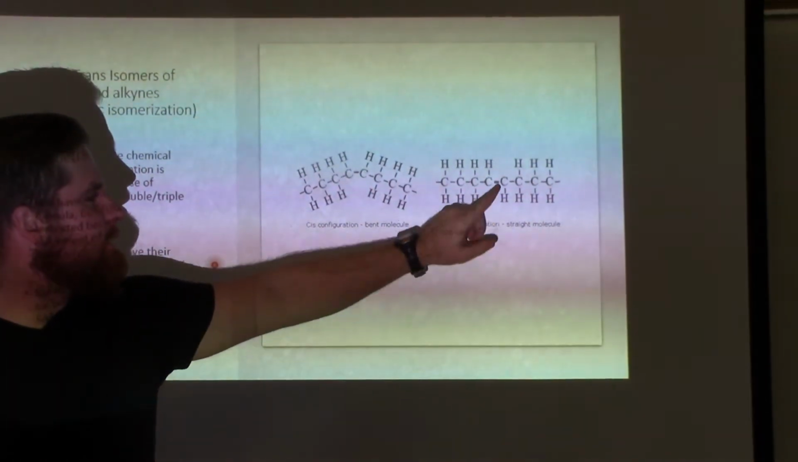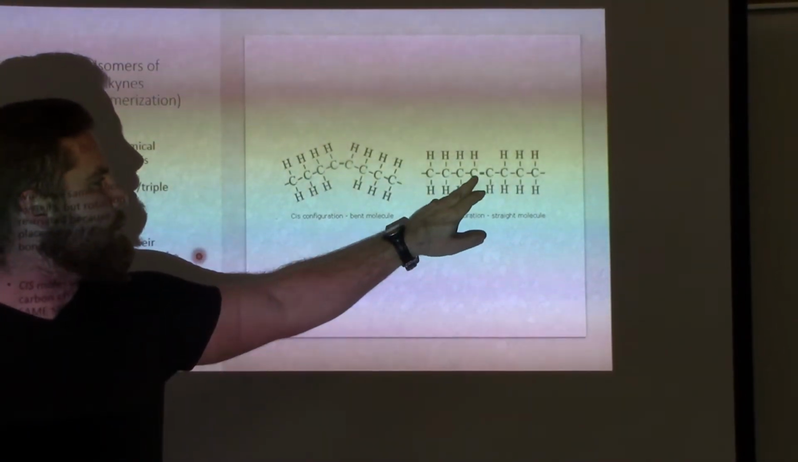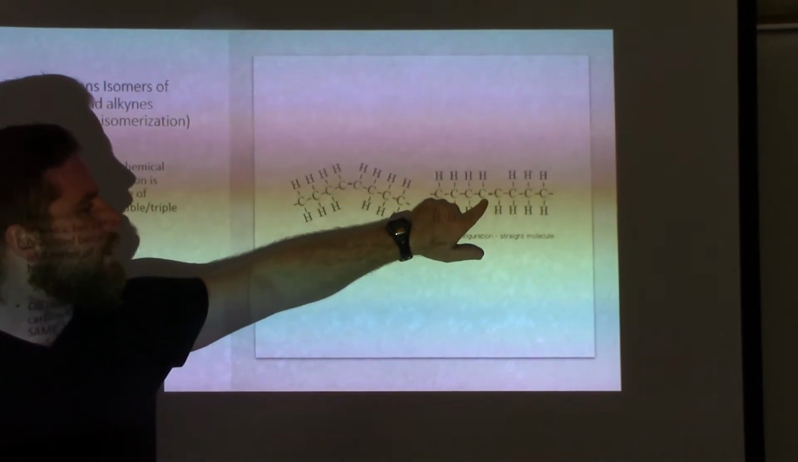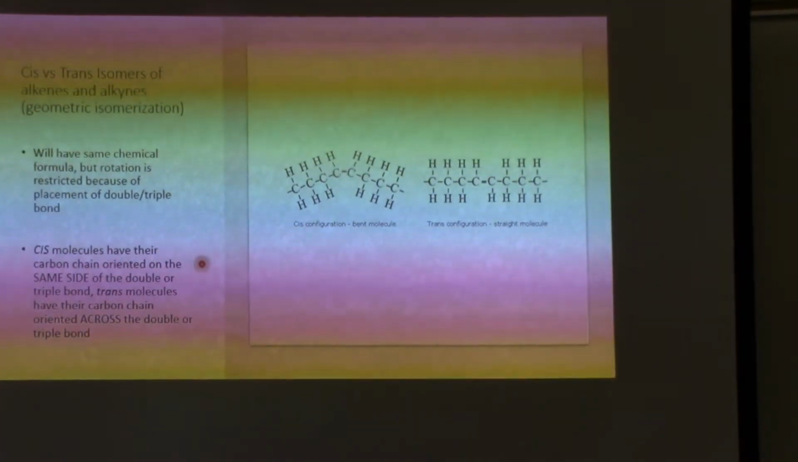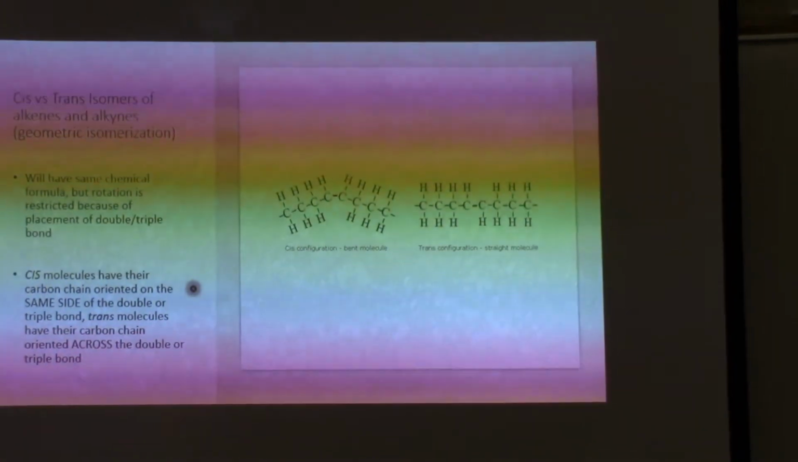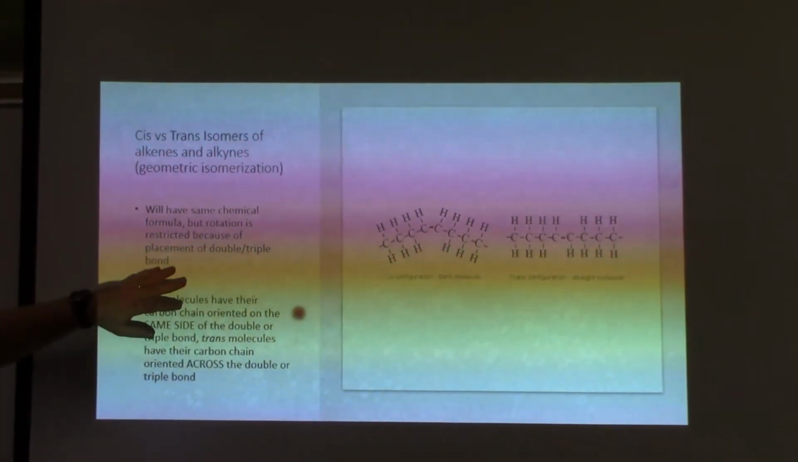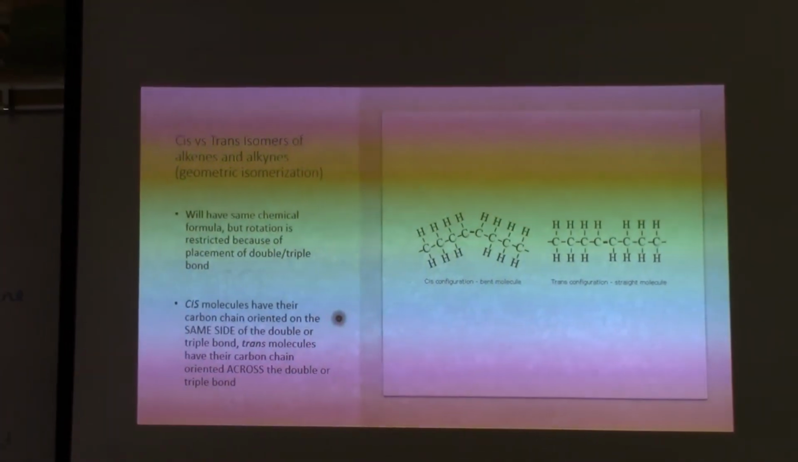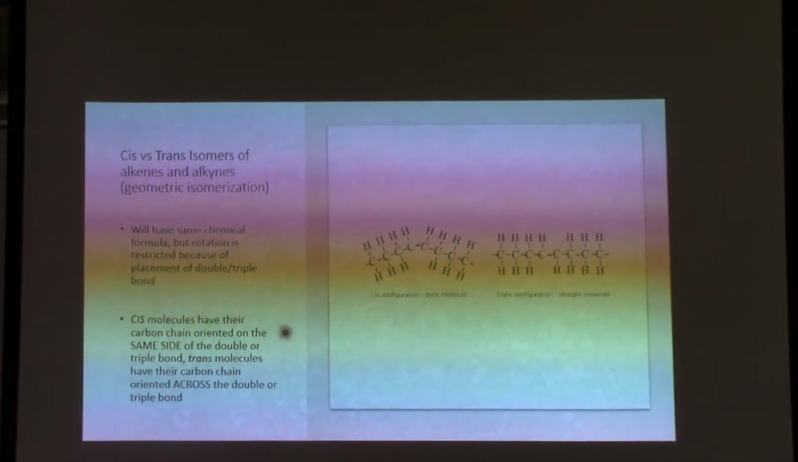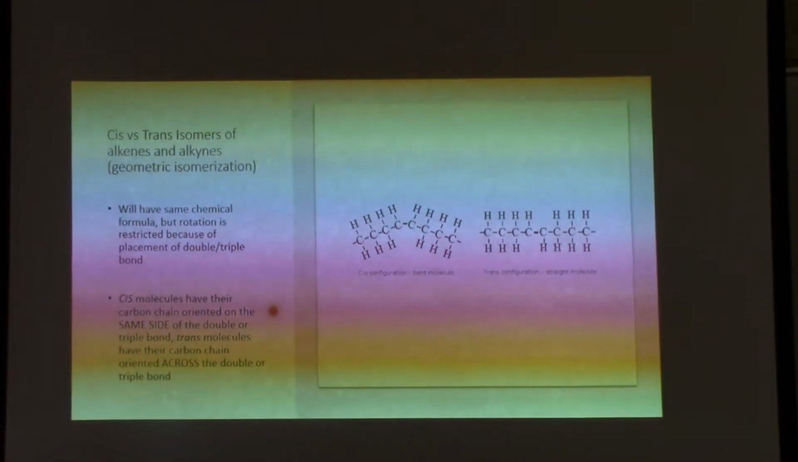Right here, you actually see the hydrogens at the double bond. Right between these two carbons here, there's a double bond, but the hydrogens that they have accompanied with them are across the bond, and this is called a trans fat, or a trans configuration of hydrogens at a double bond. So these are isomers. So they'll have the same chemical formula, but the rotation of the molecule is restricted because of placement of double and triple bonds. So cis molecules have their carbon chain oriented on the same side of the double or triple bond, and trans molecules have their carbon chain oriented across the double or triple bond.